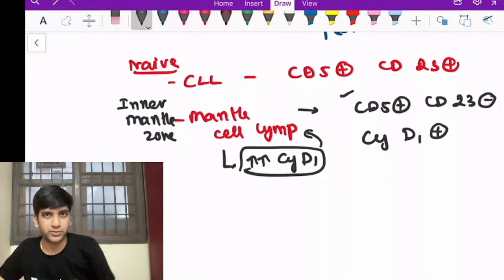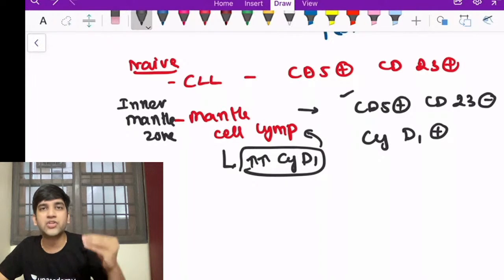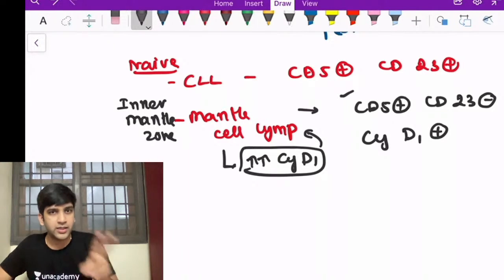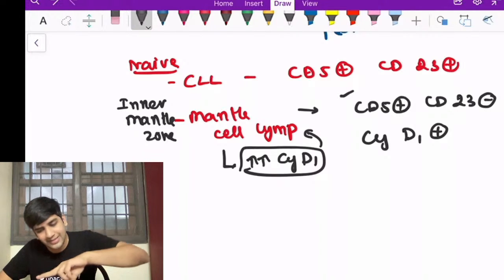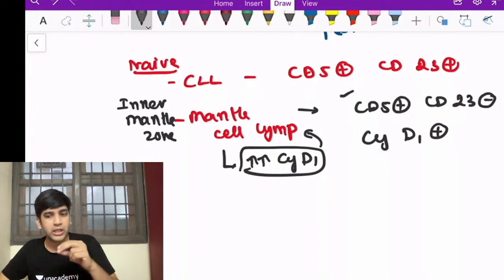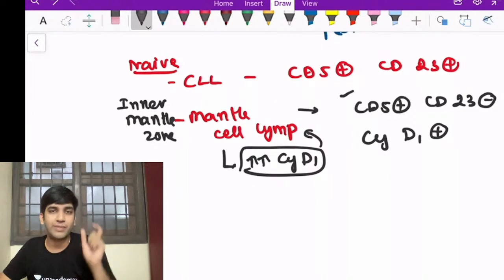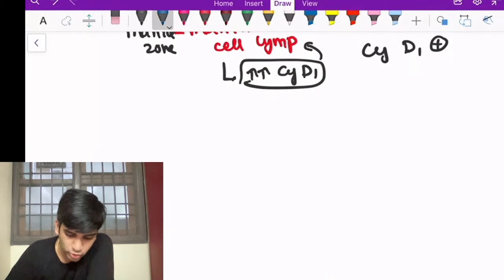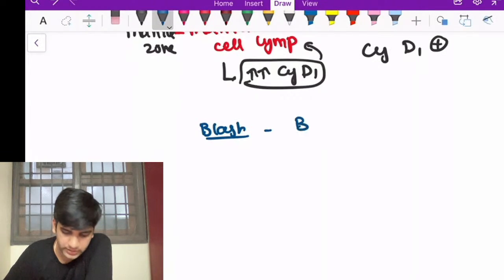So I know the profile. I know exactly the profile. I know exactly the CD markers because I know what I am dealing with. Fine. Then from my inner mantle zone, let's assume it went into my germinal center. Once it goes to my germinal center, the centroblast lineage, right? From the centroblast lineage is where I had Burkitt's lymphoma.